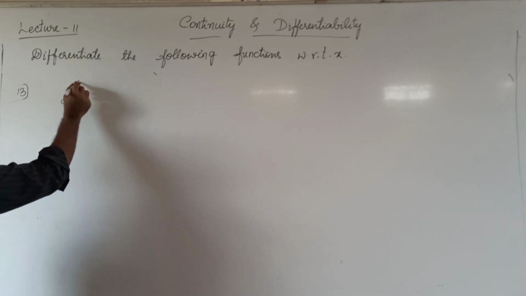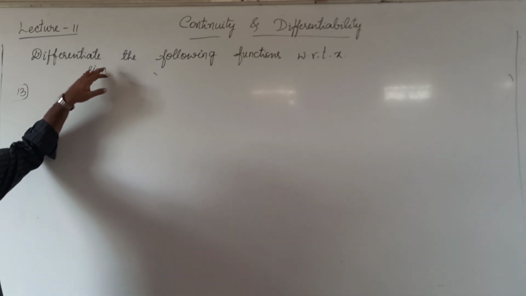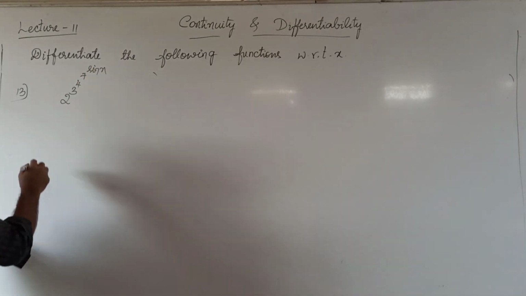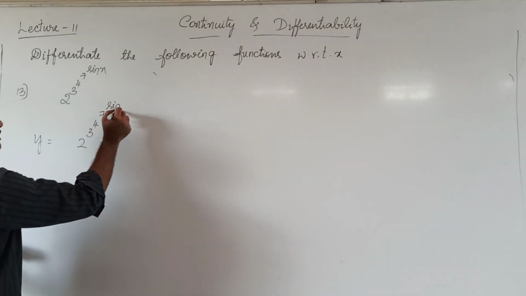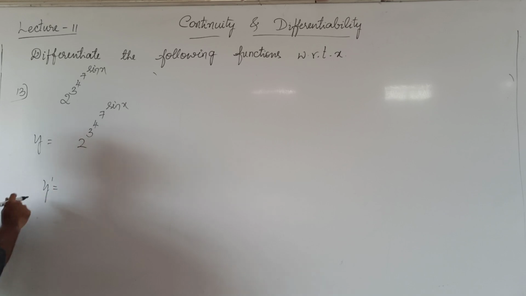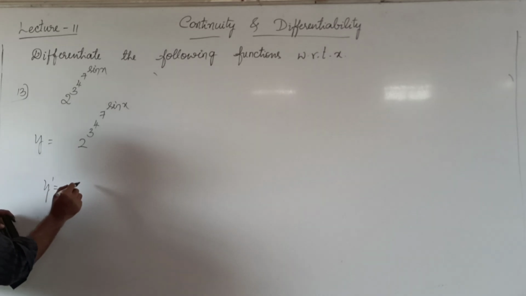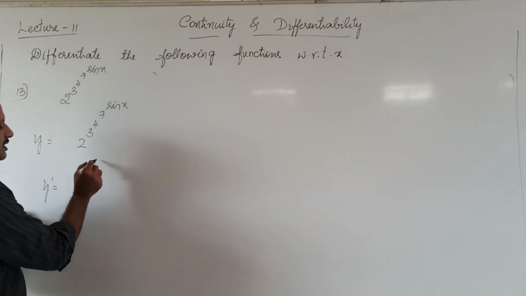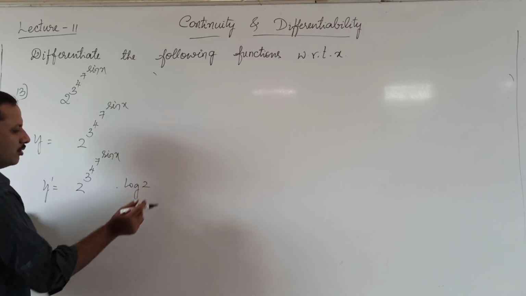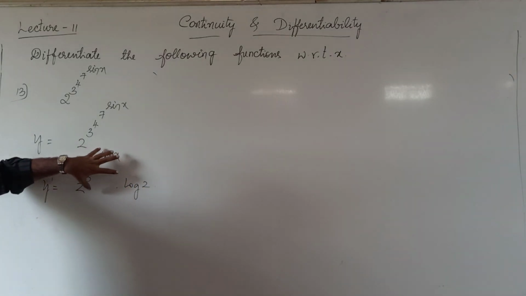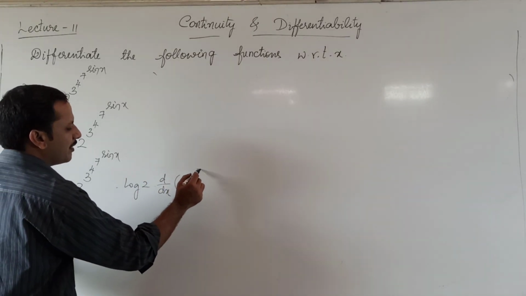2 power 3 power 4 power 7 power sin x. Let's call it y. y is equal to 2 power 3 power 4 power 7 power sin x. Now y dash is equal to, this looks like 2 power x. The derivative of 2 power x is 2 power x into log 2. So 2 power x, where x means 3 power 4 power 7 power sin x, into log 2 into what next? Into the derivative d by dx of 3 power 4 power 7 power sin x.